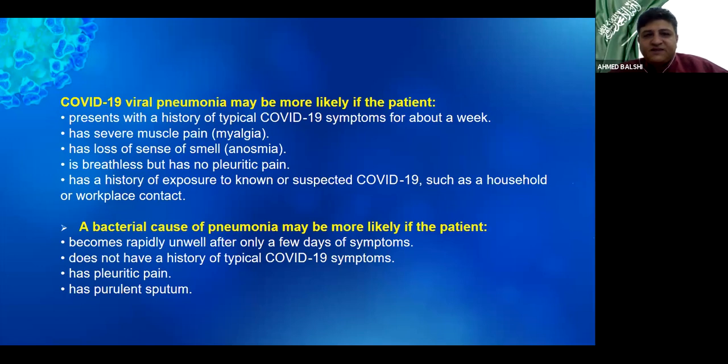But what are the points that can guide us? It is most likely a viral pneumonia, not bacterial, when the patient presents with a history of symptoms most commonly seen in COVID-19, such as severe fatigue, myalgia, or loss of smell or sensation, when there is no pleuritic chest pain, and when there is a history of exposure to known or suspected COVID patients. We think about a bacterial cause of pneumonia when there is pleuritic chest pain, a productive cough more than a dry cough, and purulent sputum.